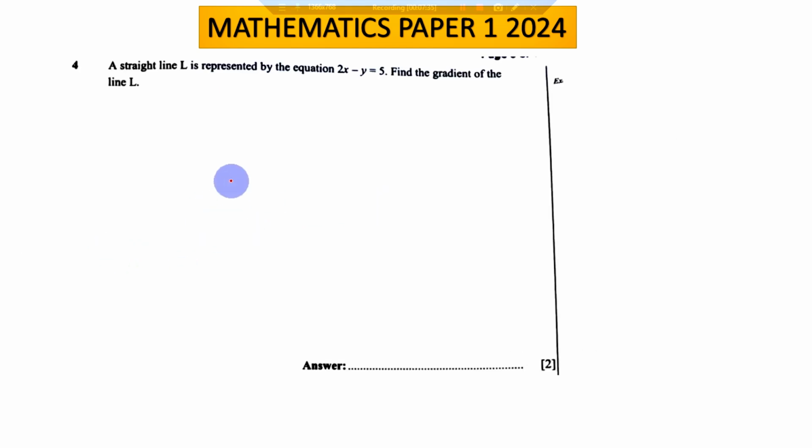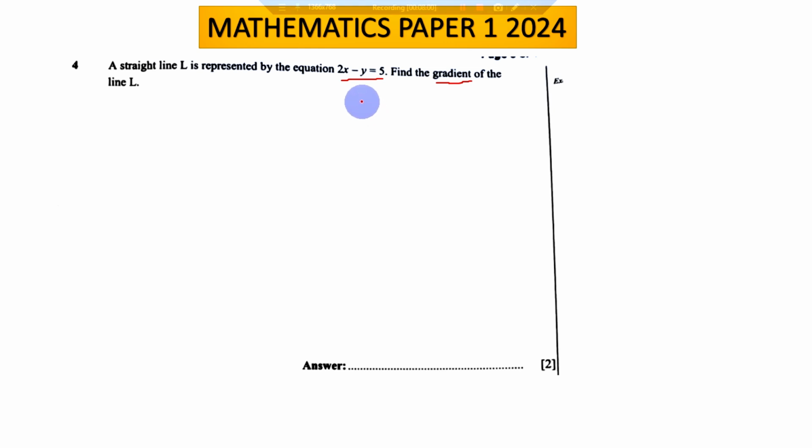Question 4. A straight line L is represented by the equation 2x minus y equals 5. Find the gradient of the line L. So this is the equation. Our first step is not finding the equation, because the equation has already been given. What they are asking us is to find the gradient.